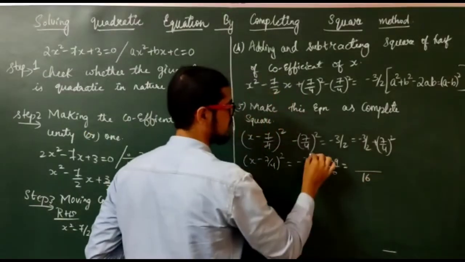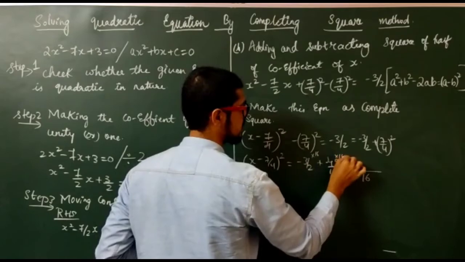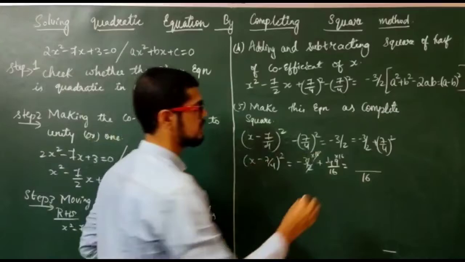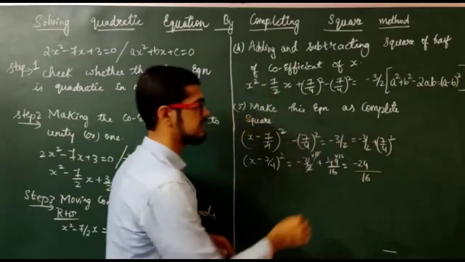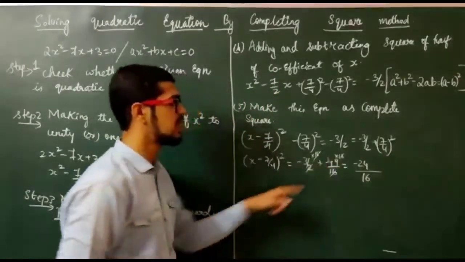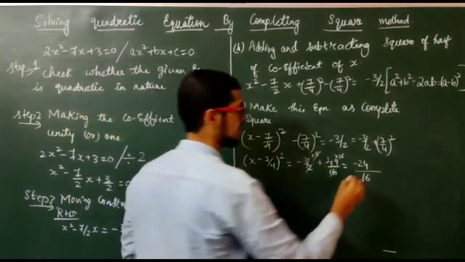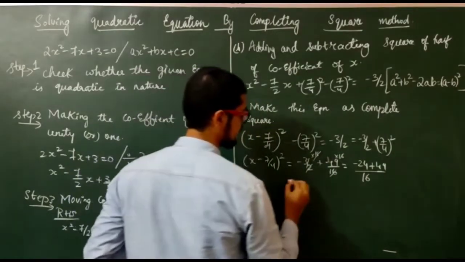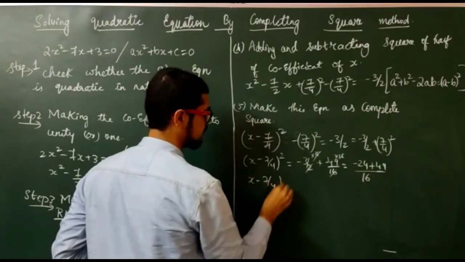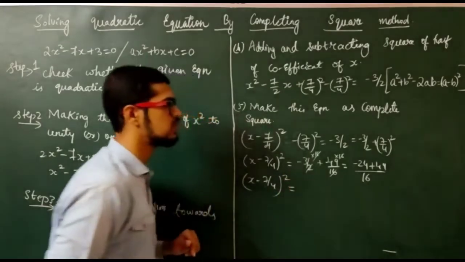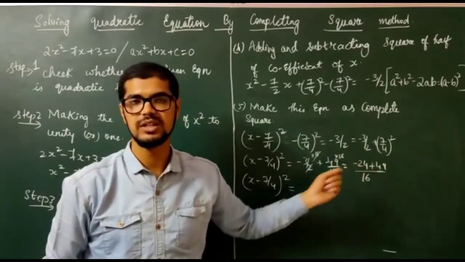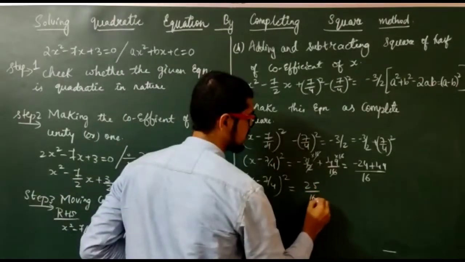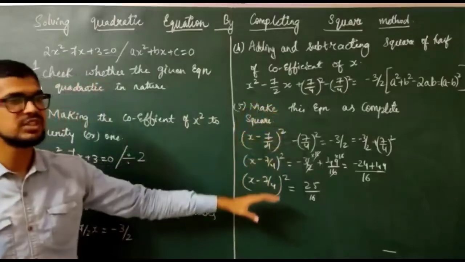So if I write 16 here and 16 here, 2 ones are 2, 8 into 3 is 24. Similarly, here it is 16 ones are 1 into 49 is 49. So this is plus 49. So this step I can write as x minus 7 by 4 whole square is equal to, how much is 49 minus 24? It is 25, right? So this is 25 by 16. Fine. So this is my fifth step.